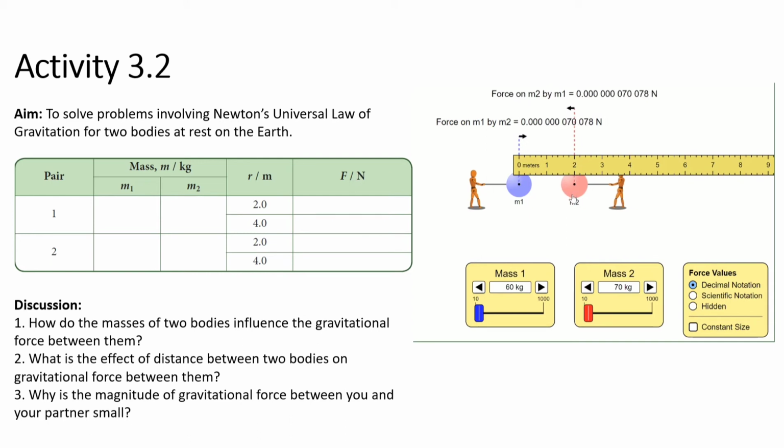And we can calculate the force using the formula. So here in the simulation, the simulator gives us the values. Now change to scientific notation. Okay, so we get the force as 7.01 times 10 to the power of negative 8 Newton.